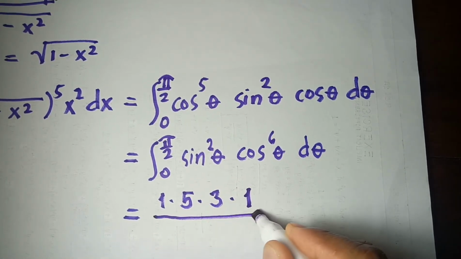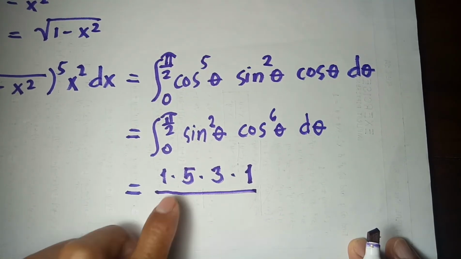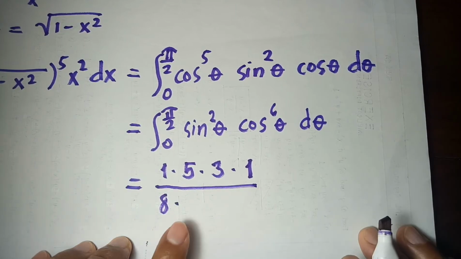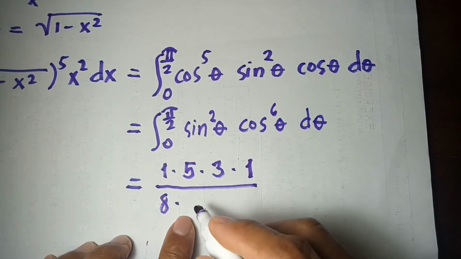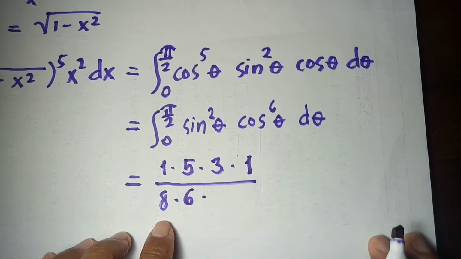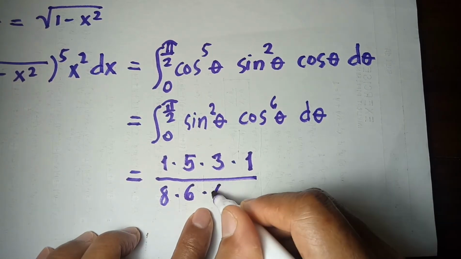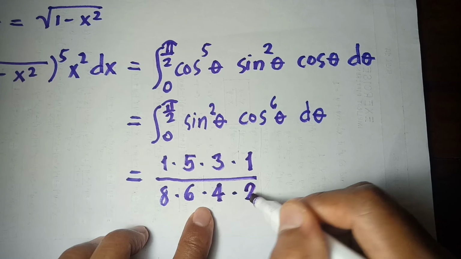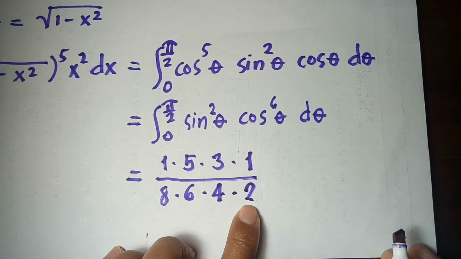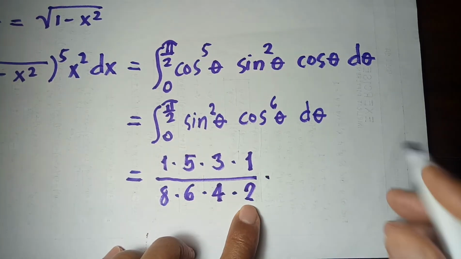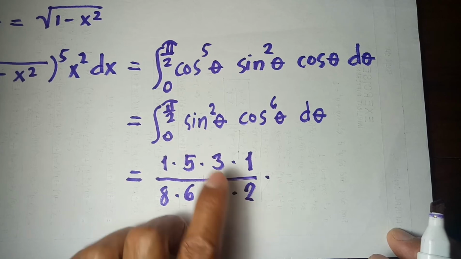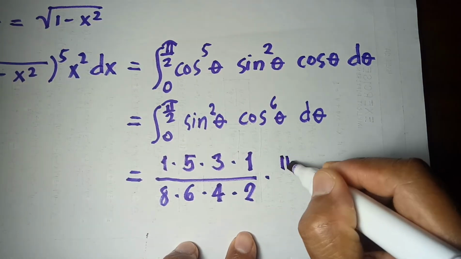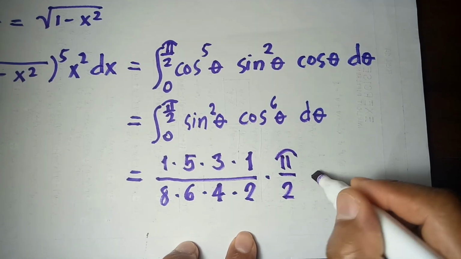So divided by. So yung unang term sa denominator ay m plus n. 2 plus 6. At ang 2 plus 6 ay 8. Ang kasunod nun ay 8 minus 2. At ang 8 minus 2 ay 6. Ang kasunod ay 8 minus 4. At ang 8 minus 4 ay 4. Ang kasunod ay 8 minus 6. At ang 8 minus 6 ay 2. So dahil narating na natin yung difference na 2, so hanggang doon na lang tayo. At ang kasunod na term ay times alpha. So yung alpha natin ay pi over 2 dahil yung mga exponent natin ay parehong even.